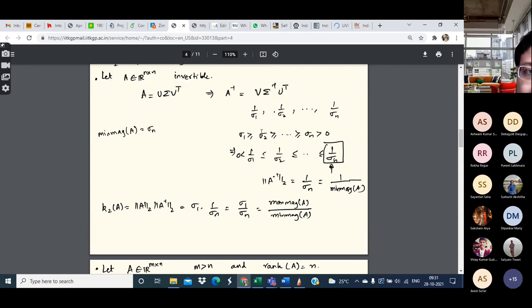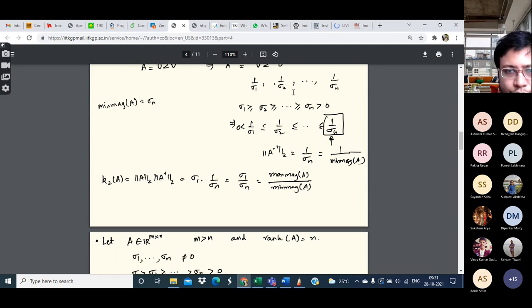That is, if I can calculate the inverse of any matrix, this is how we get the singular value decomposition of the inverse. Okay. Now in general, for any given matrix, I can define this quantity called the condition number of the matrix. This condition number is defined in this way: the 2 norm of A times the 2 norm of its inverse.